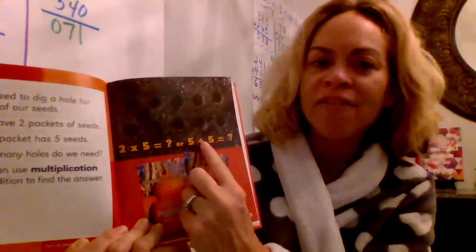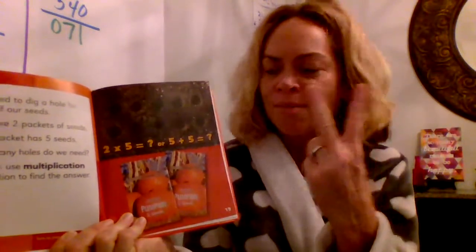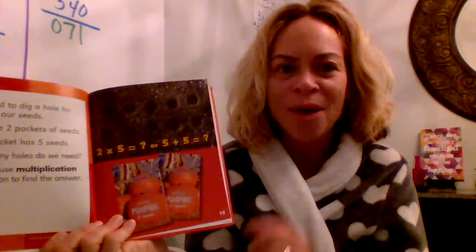We have 2 packets of seeds. Each packet has 5 seeds. How many holes do we need? You can use multiplication or addition to find the answer. Okay, so she said there's 2 packets and there's 5 seeds in each. So your addition sentence would be 5 plus 5. Okay, and when you add 5 and 5, you're adding it 2 times. So that would be 2 times 5. And 5 plus 5 equal the same answer. We'll talk about that. So how many holes does she need for those seeds?